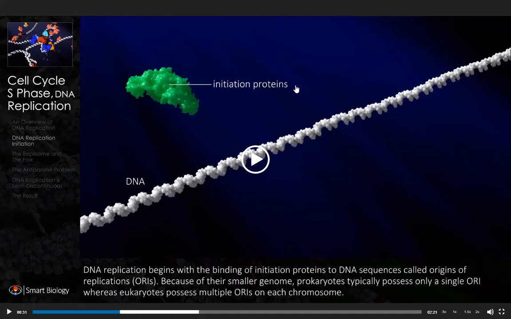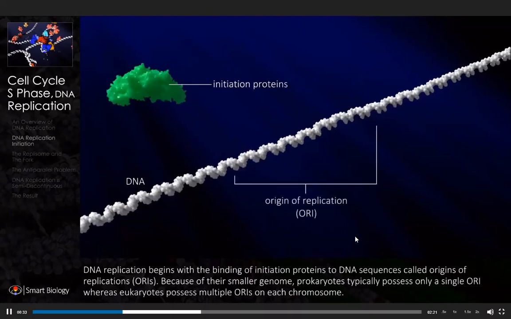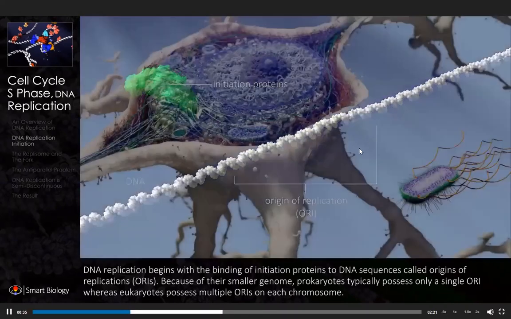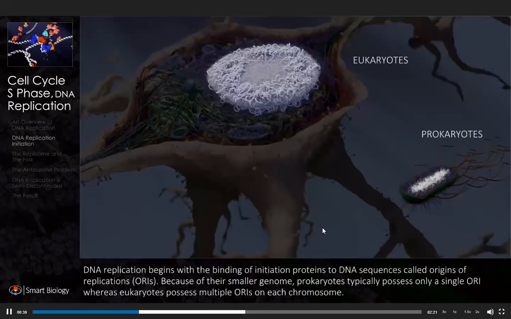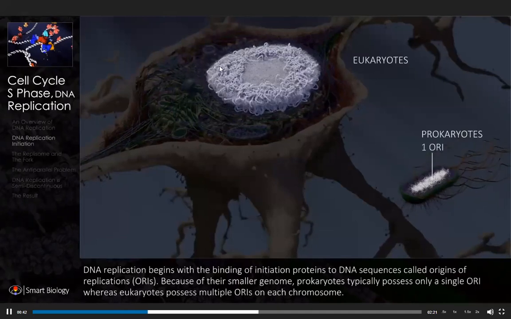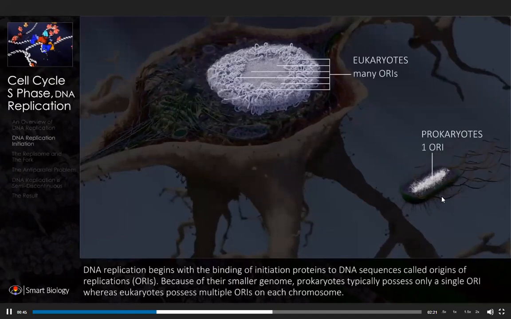Eukaryotes have multiple origins of replication on each chromosome, and we will look at that later. So this is the origin of replication. Eukaryotes have many, prokaryotes have one.